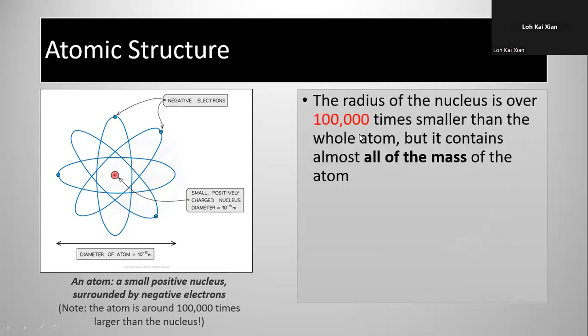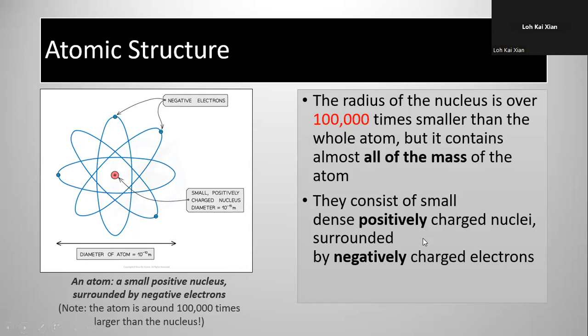The radius of the nucleus is about 100,000 times smaller than the whole atom. The diameter of the atom is 10 to the power minus 10 meter, and the nucleus is 10 to the power minus 15 meter, 100,000 times smaller. They consist of a small, dense, positively charged nucleus surrounded by negatively charged electrons. We will look into the experiment in a while to see how we get this picture.